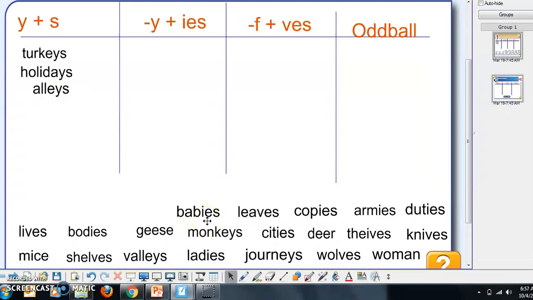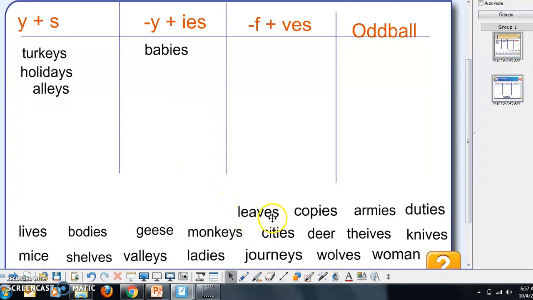The word is babies. What is the base word of babies? The base word of babies is baby, and baby ends in a Y. Do you see a Y here? No. However, I see the ending of IES. Which column would this particular word go under? Would it go under the Y plus S? Nope, because it does not look right. Would babies go under the subtracting of the Y and adding IES? I agree. Let's keep sorting.